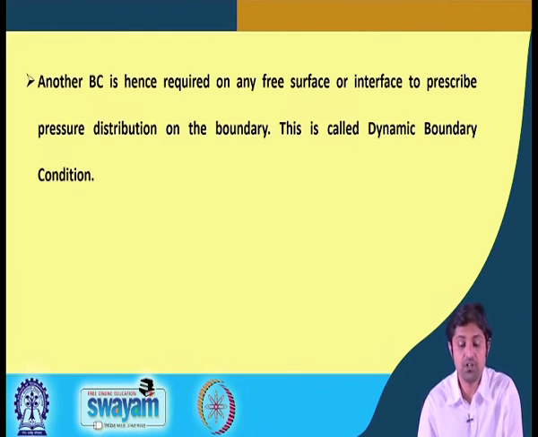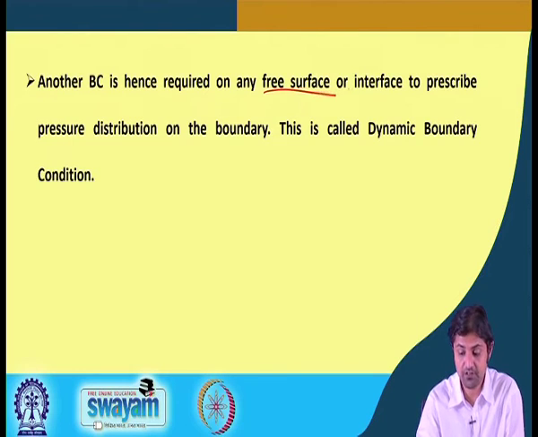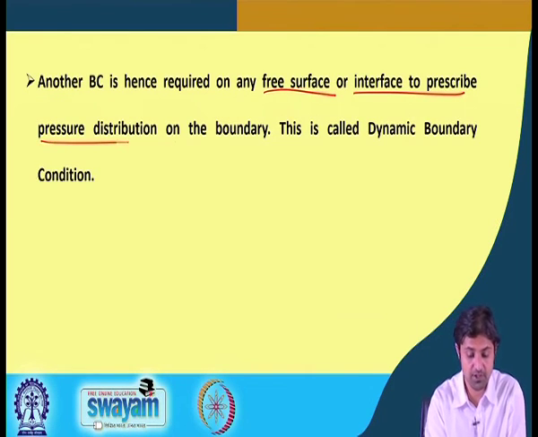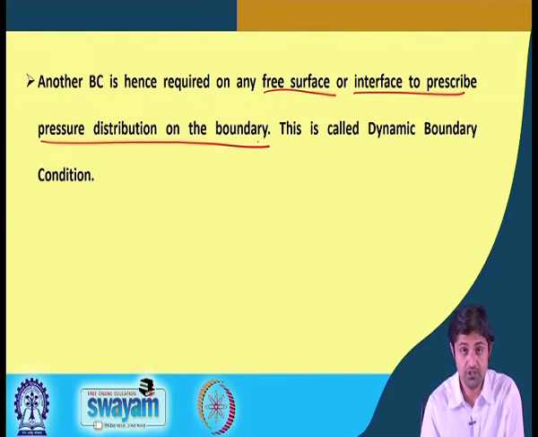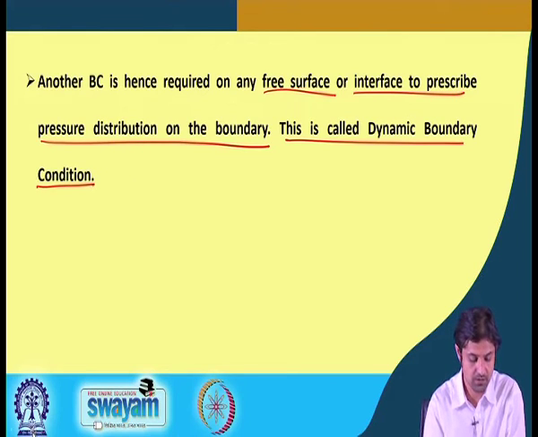Therefore, another boundary condition is required for any free surface or interface to prescribe the pressure distribution on the boundary. Since the free surface cannot support the pressure variation, we need to prescribe another boundary condition to tell what the pressure distribution on that particular boundary is, and this is called the dynamic boundary condition.